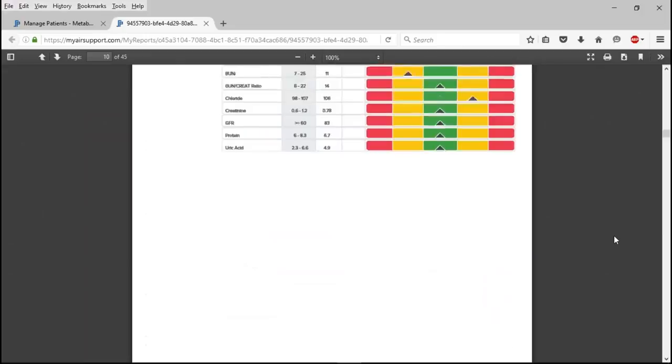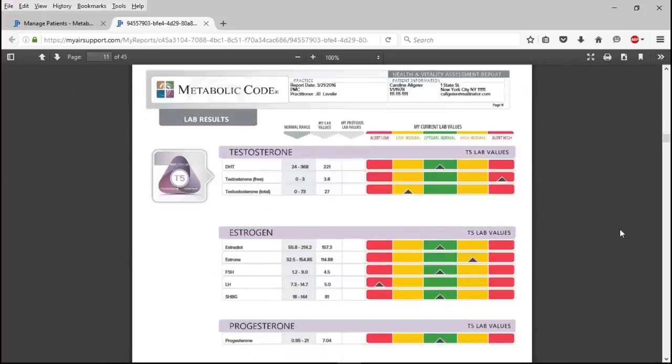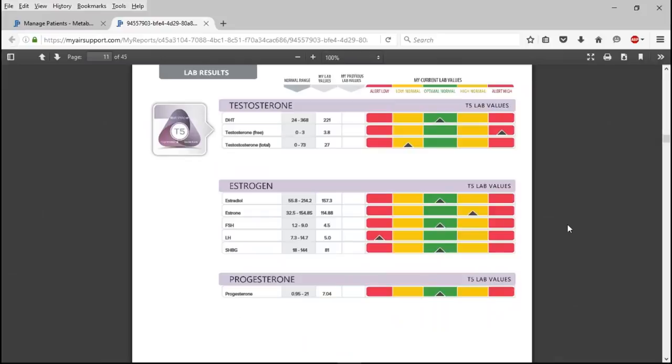Kidney function is okay. Her BUN was 11. Her chloride was 106, so maybe she's losing some muscle mass there. Not sure. Scroll down. And then for her reproductive hormones, her testosterone was slightly above normal, her total testosterone was lower end, estrone was upper end, and she had a low LH, so something was going on centrally with her. But by and large, her estrogens and progesterone seemed to be okay.